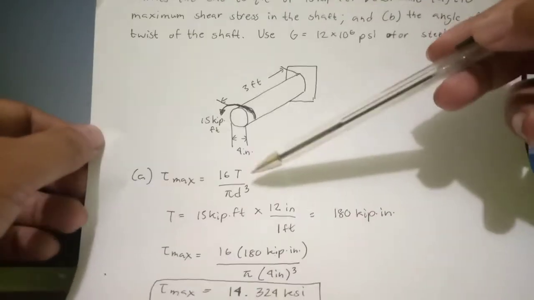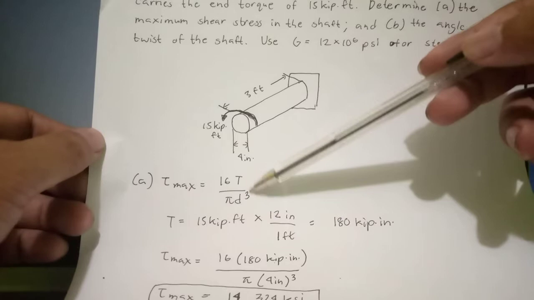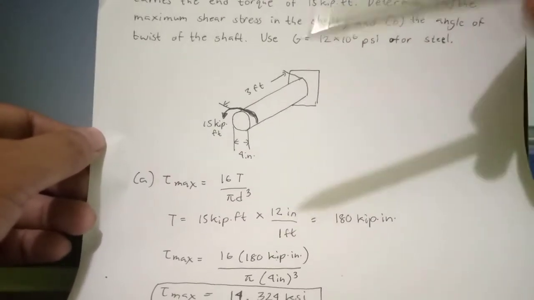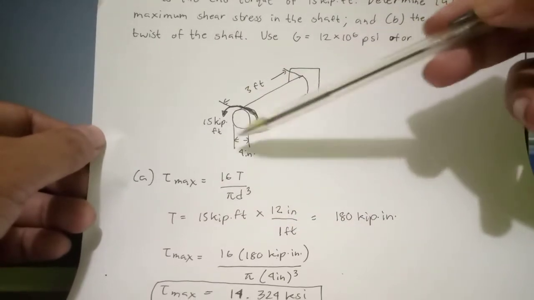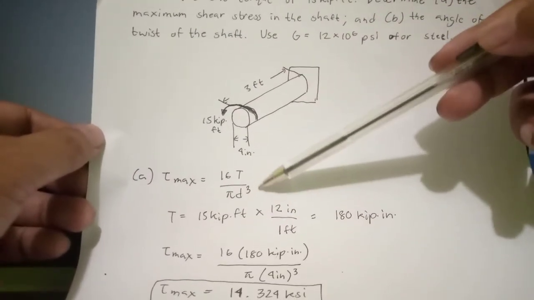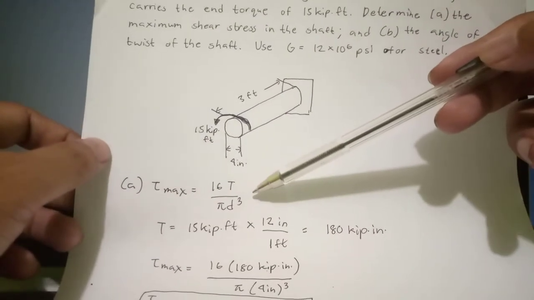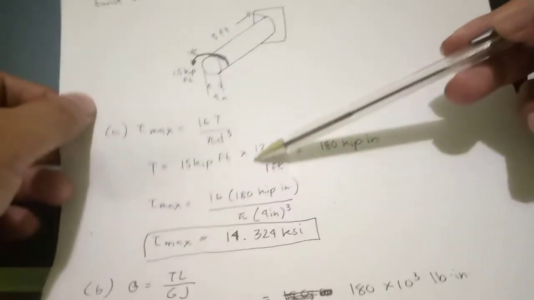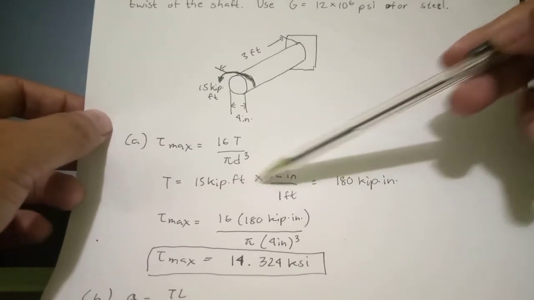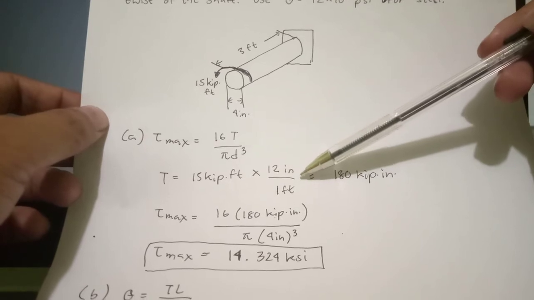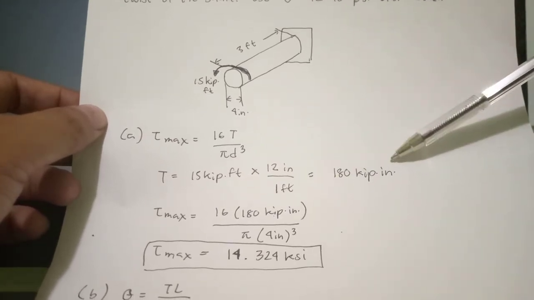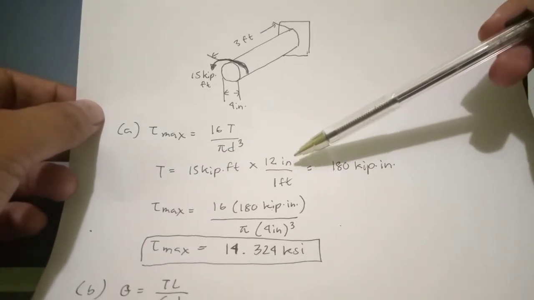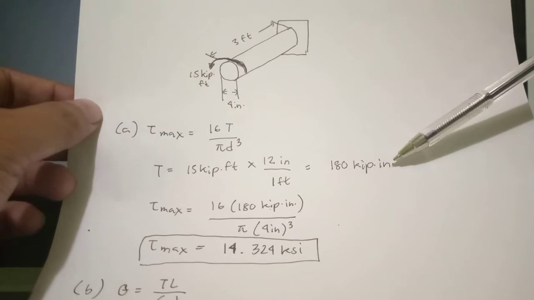Okay, so we have this formula. Take note that this formula for maximum shear is applicable for circular shafts only, specifically solid circular shafts. First we're gonna discuss how it is done. Since we have given 15 kip-foot, the first thing we do is we convert it into kip-inch. So 15 kip-foot, we multiply by 12 inch over 1 foot, so we get 180 kip-inch.